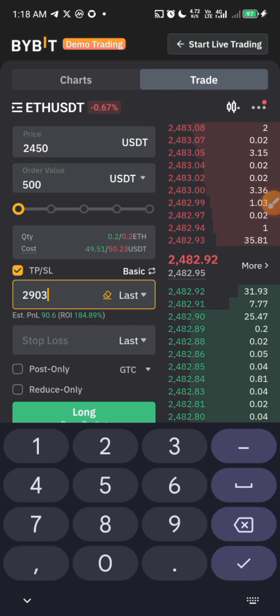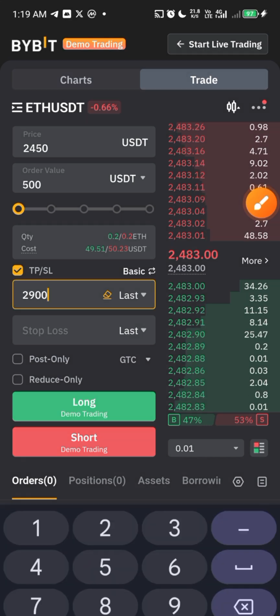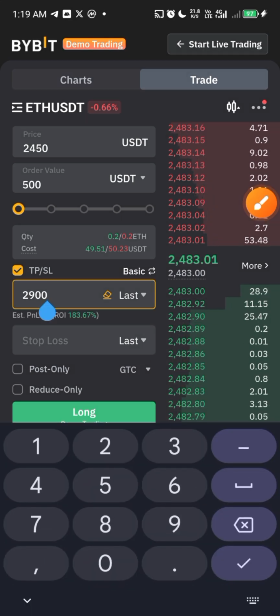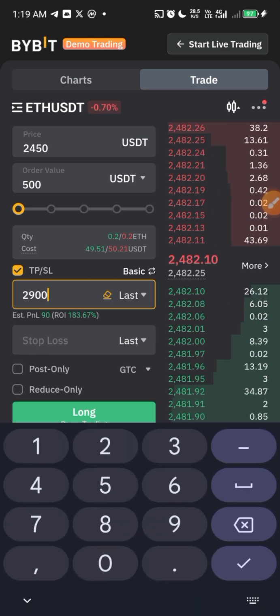So 18.5 is giving us 185%, but 18.3 is 183%. That is what I will get. So estimated, if you look at that place very well, you can see after the 183%, you can also see profit and loss 90, right? So that is telling me that I'll be getting $90 at the end of the day.